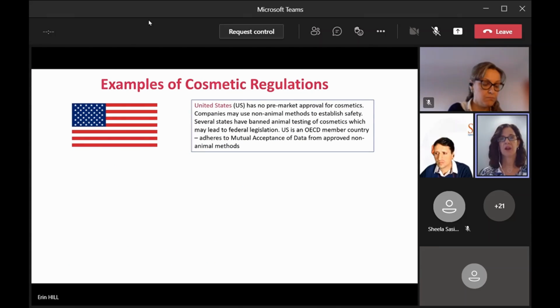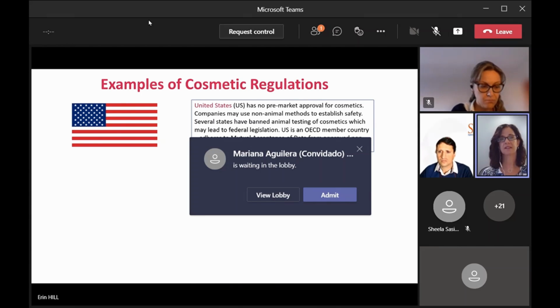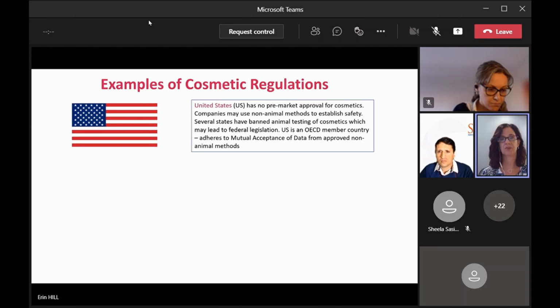So now I'll go through a couple of examples of cosmetic regulations. Some of this information may be very familiar to you, but I think it's interesting to look at how different regions regulate cosmetics, because that has a direct impact on how willing they are to accept alternative methods into their frameworks. So I'll start with the United States, which is where we are. We actually have no pre-market approval for cosmetics. That means that a company can manufacture a cosmetic and put it on the market.